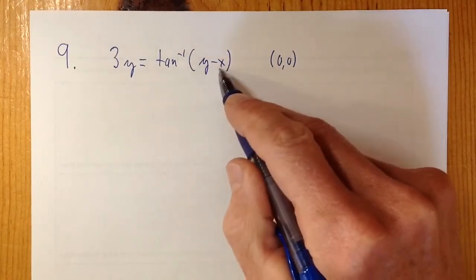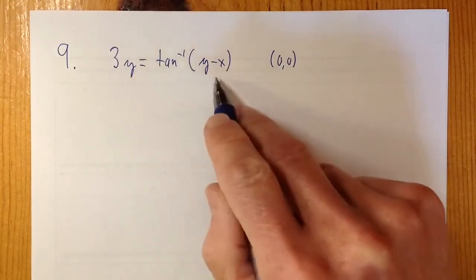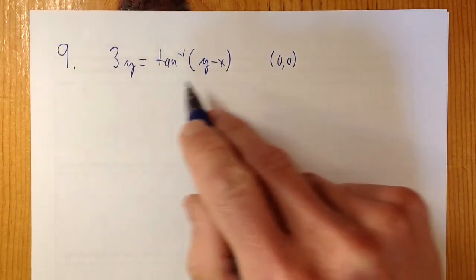If x equals 0 here, then the inverse tangent has to be equal, x equals 0, then 3y has to be the inverse tangent of y.